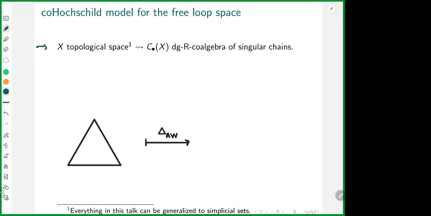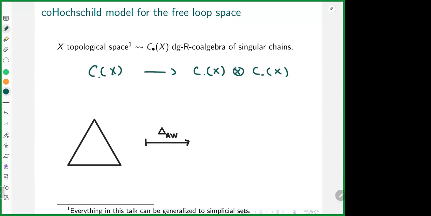We start with X, a topological space. We can construct its chain complex of singular chains. This chain complex is also a coalgebra, so it has the additional structure of a coalgebra. So just as a reminder, an algebra is some object that has a notion of multiplication. So two elements produce a third element. A coalgebra has a dual notion, which is a coproduct. So given an element in my coalgebra, I should be able to produce an element here.